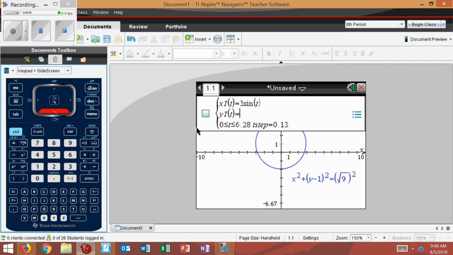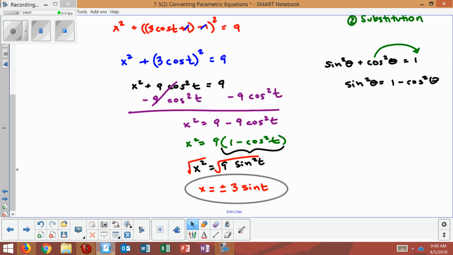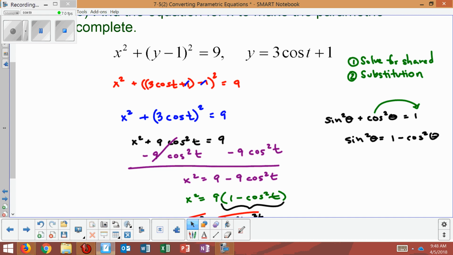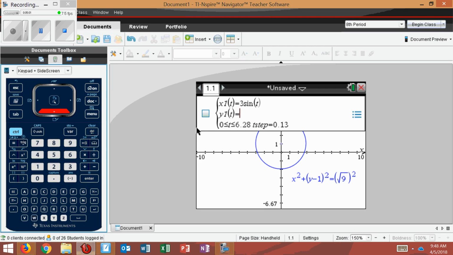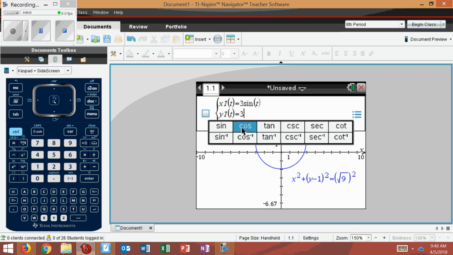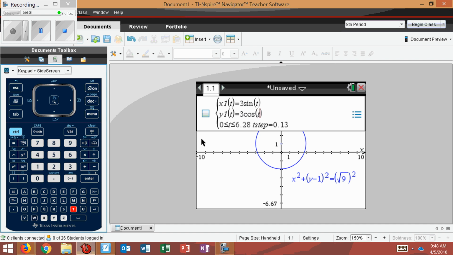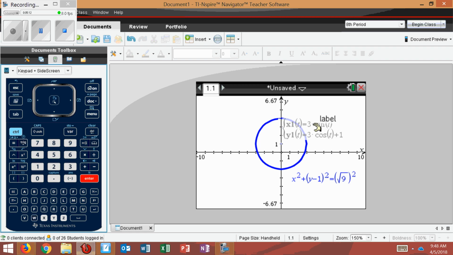And then our other equation was, let's go back up and look at it, 3 cosine t plus 1. Press enter and we see we get the same exact graph.